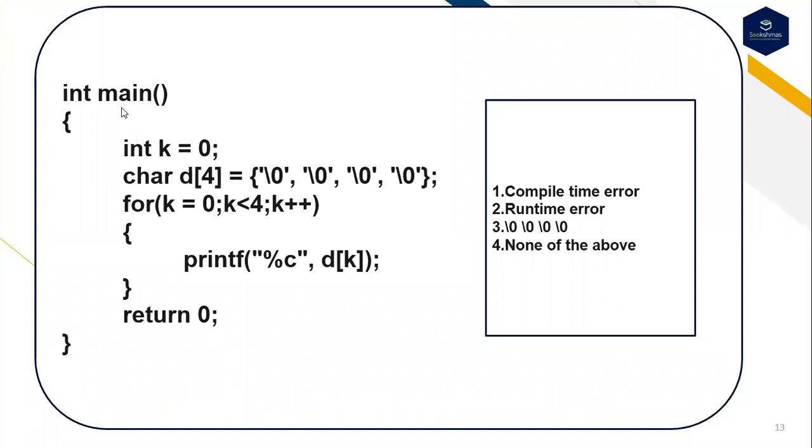This is the fifth question. int main, int k is equal to 0, char t[4] is equal to this null, and this is also null, null, null. Okay, for k is equal to 0, k less than 4, k plus plus, printf of "%c %d", t[k], followed by k. Predict the output of this code. These are all the following options. \0 indicates a null here.